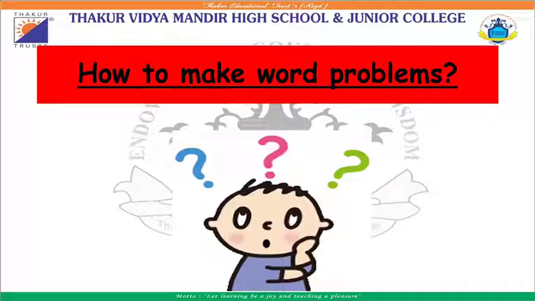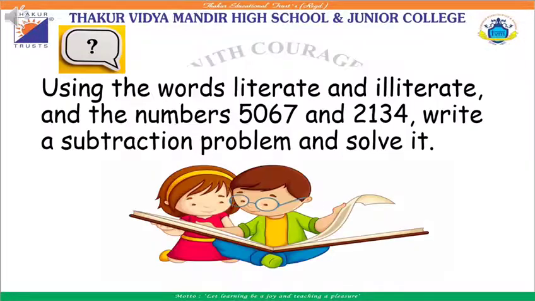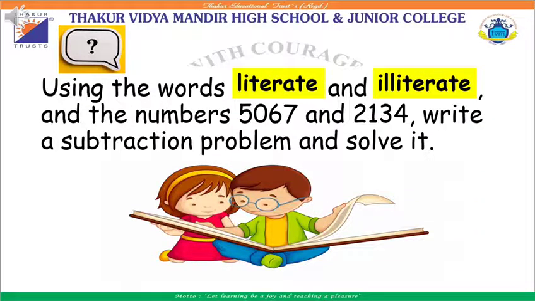First, I will make my own word problem and then solve it. Let us start by making a word problem. Here, you are given the words literate and illiterate and the numbers 5067 and 2134. Write a subtraction problem and solve it. So, we are going to make a word problem using the words literate and illiterate and the figures 5067 and 2134.